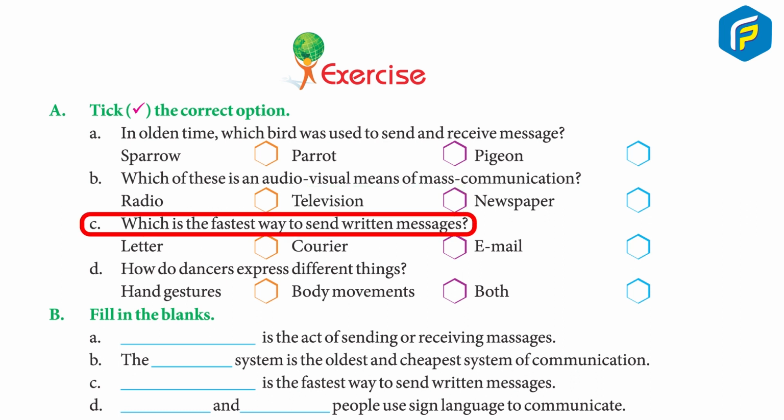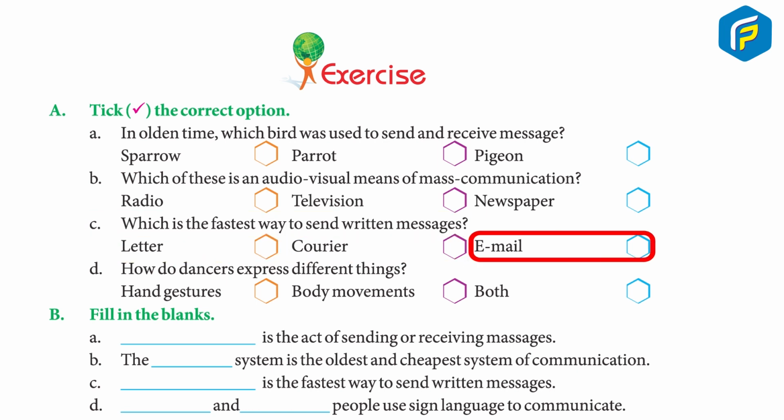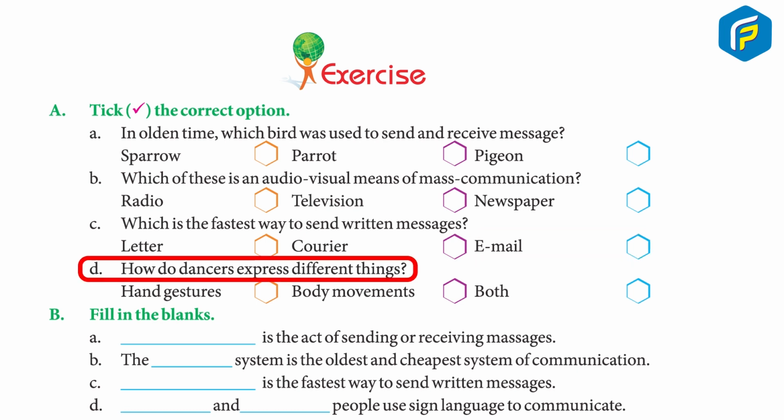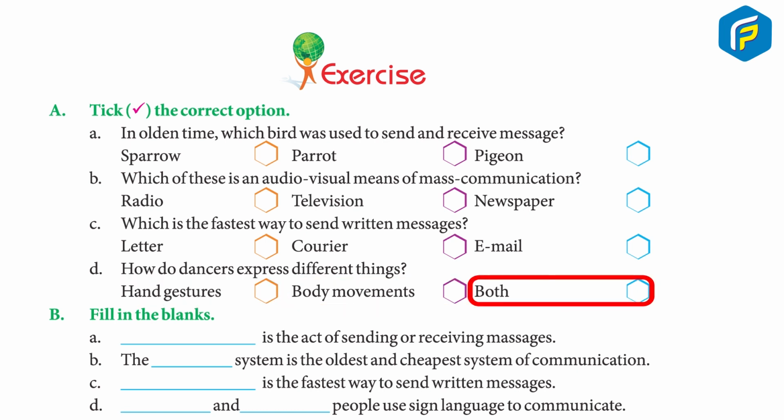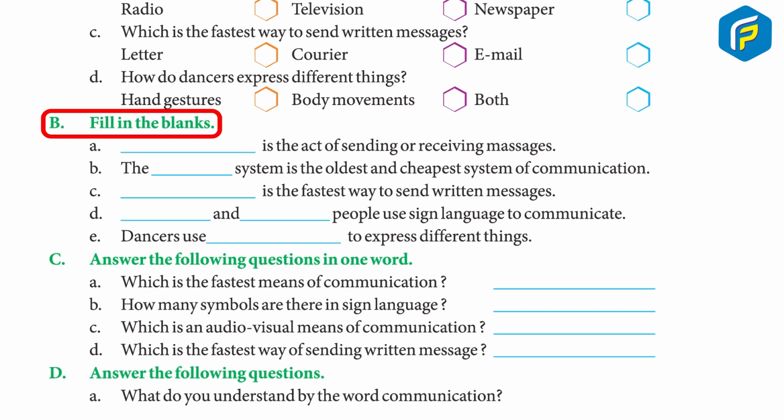C. Which is the fastest way to send written messages? Letter, courier, email. Answer: email. D. How do dancers express different things? Hand gesture, body movements, both. Answer: both. B. Fill in the blanks.